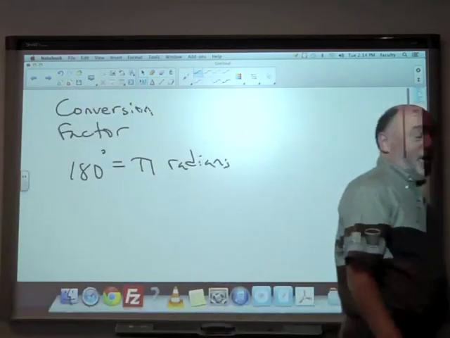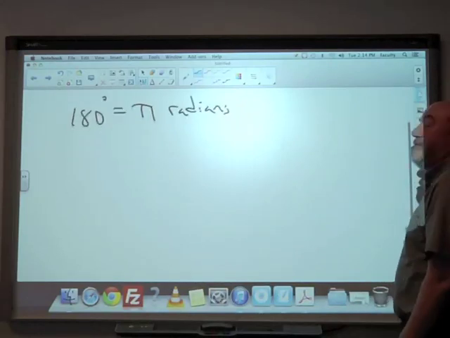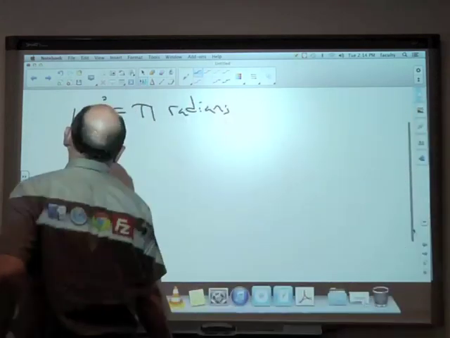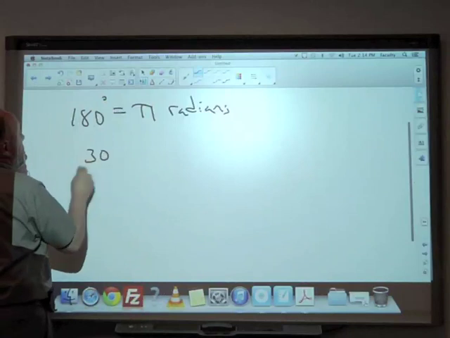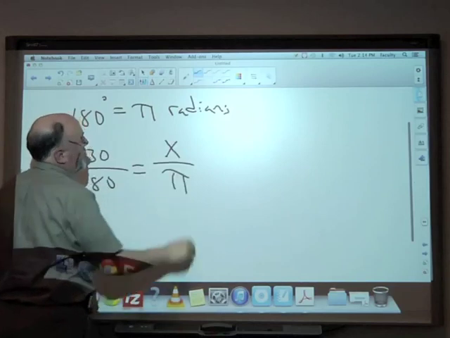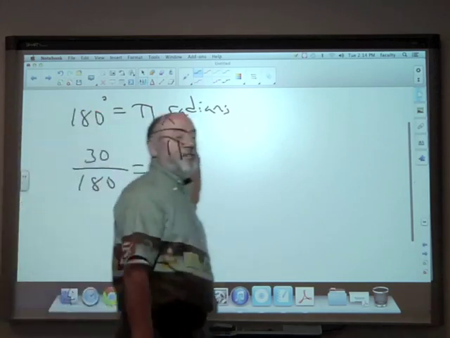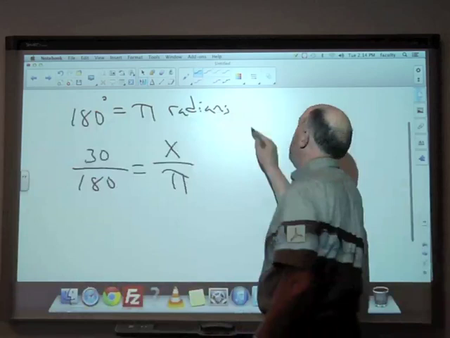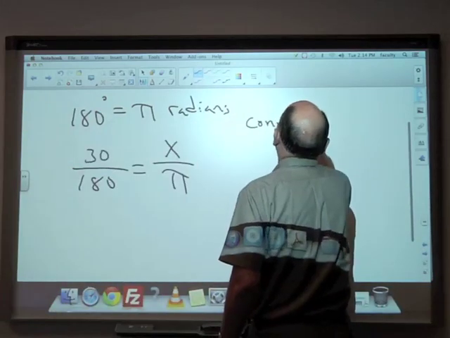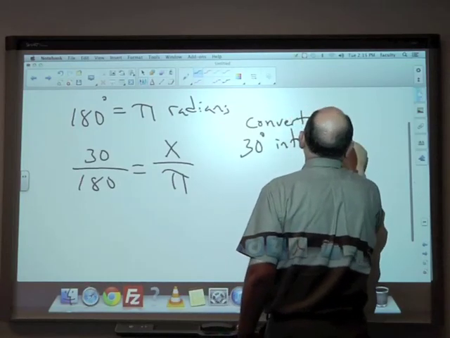So, for example, if I want to convert 30 degrees into the corresponding radian measure, we have 30 is to 180 as x is to pi. That 30 is just the number that popped in my head at the moment. We're going to convert 30 degrees into radians. Right?